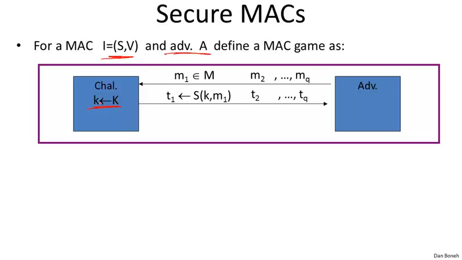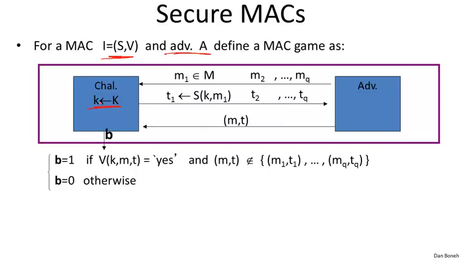And then the adversary goes ahead and tries to do an existential forgery, namely he outputs a new message tag pair, and we say that he wins the game. In other words, b equals 1 means that he wins the game if, first of all, the message tag pair that he outputs is a valid message tag pair, so the verification algorithm says yes, and second of all, it's a fresh message tag pair. In other words, it's not one of the message tag pairs that we gave him before. Otherwise, we say that the attacker lost the game, namely b equals 0.